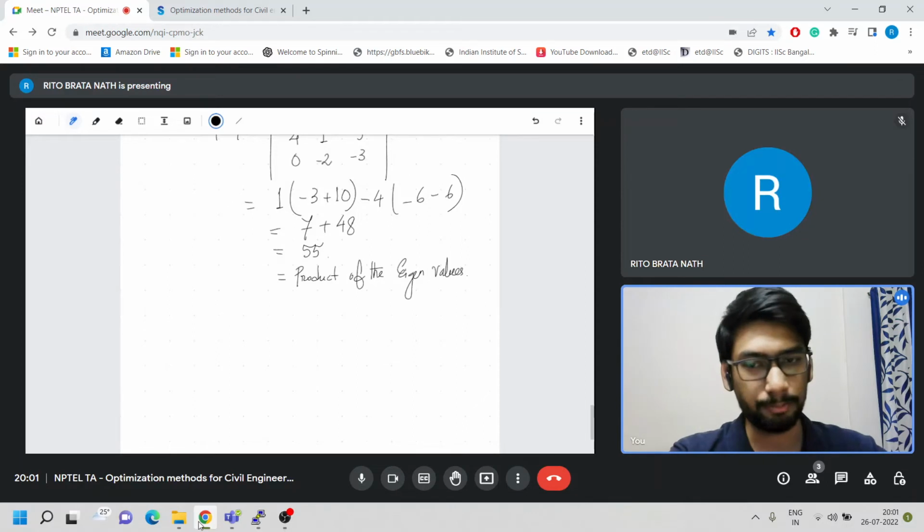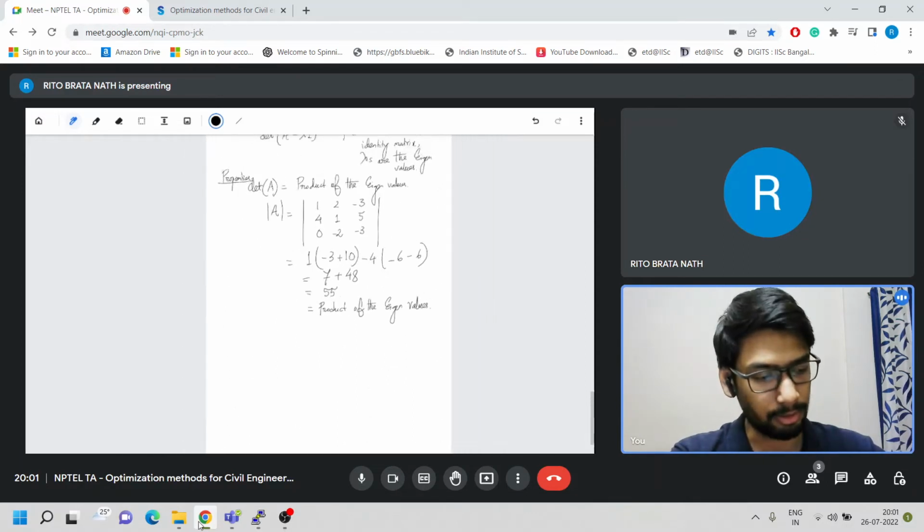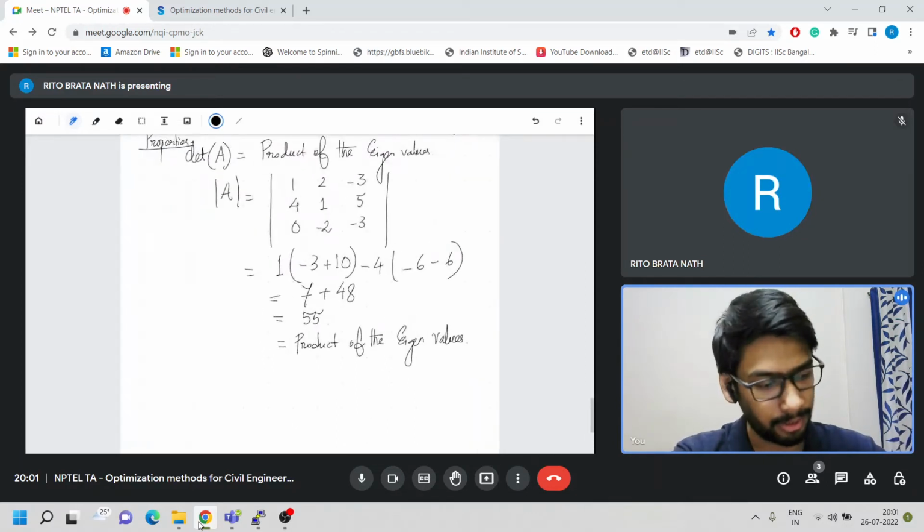So that will be your product of the eigenvalues. So it's pretty simple, and you can solve it using this technique. Hope I have done the calculations right. You will just double check it, and I think it's pretty simple. You need to know the expansion of this determinant, and that's all.